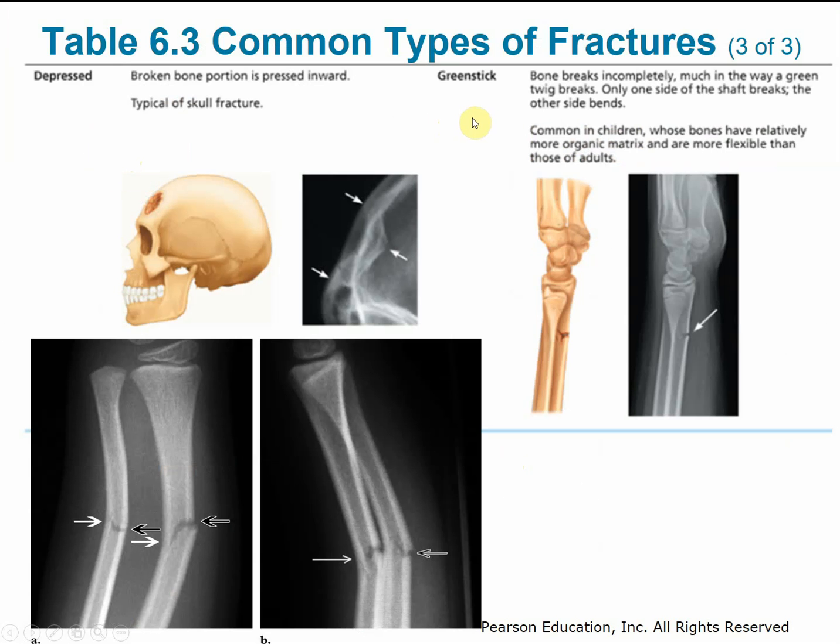Green stick fractures are incomplete breaks, common in children whose bones are still relatively kind of flexible than an adult. So it's named a green stick fracture because it looks a lot like a green twig. So if you try to snap a green twig, it's not going to snap cleanly. It's just going to kind of bend and shard. So these bones break in a similar fashion.